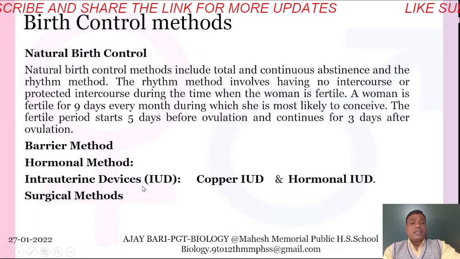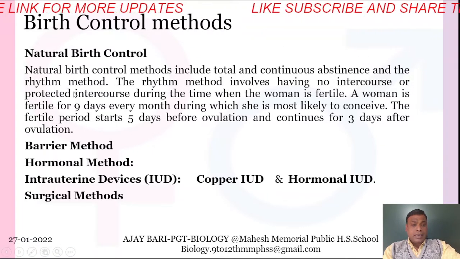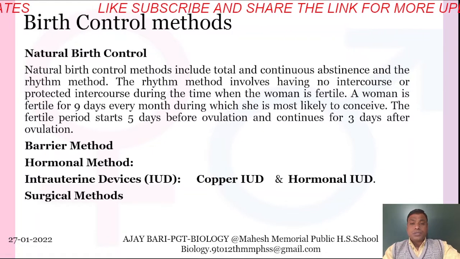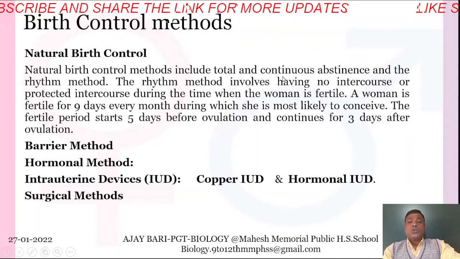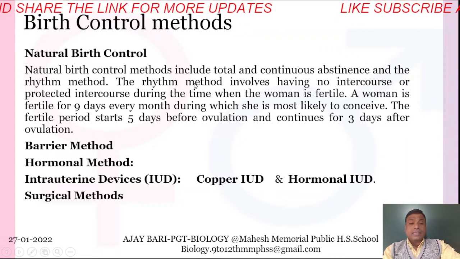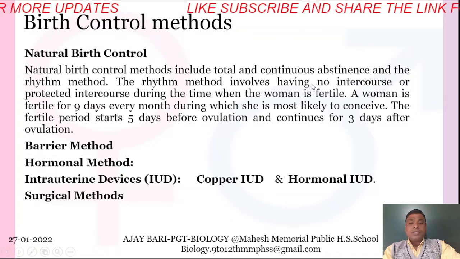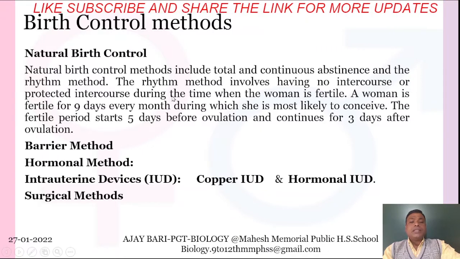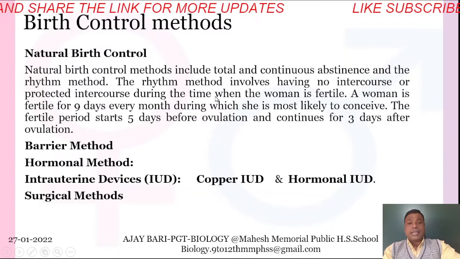The first is natural birth control. In this method, natural phenomena are used. The natural birth control methods include total continuous abstinence and the rhythm method. The rhythm method involves no intercourse during the time when the woman is fertile.